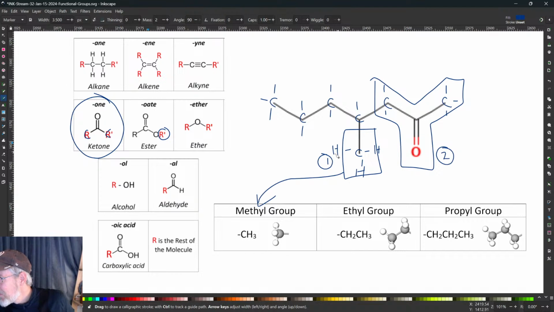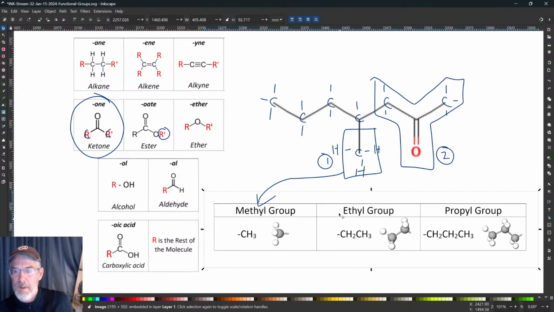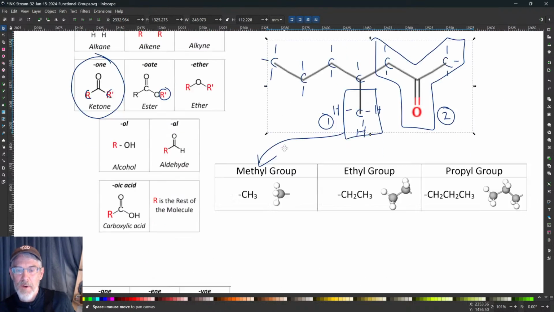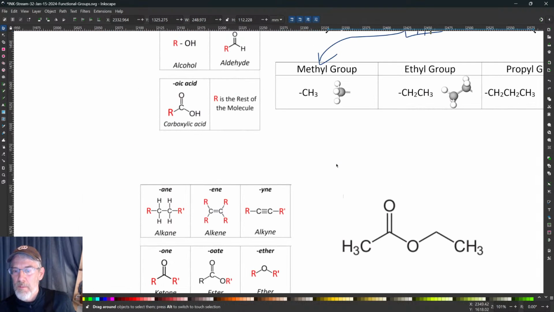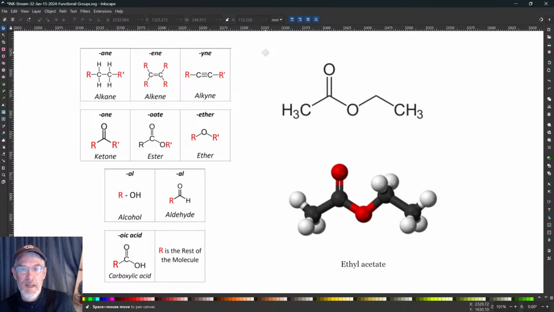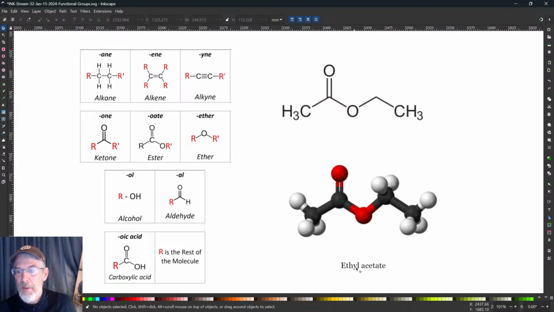All right. Let's move up and do another one. Oh, well, I guess it doesn't matter if it has the name there. This is ethyl acetate. Give it a try.